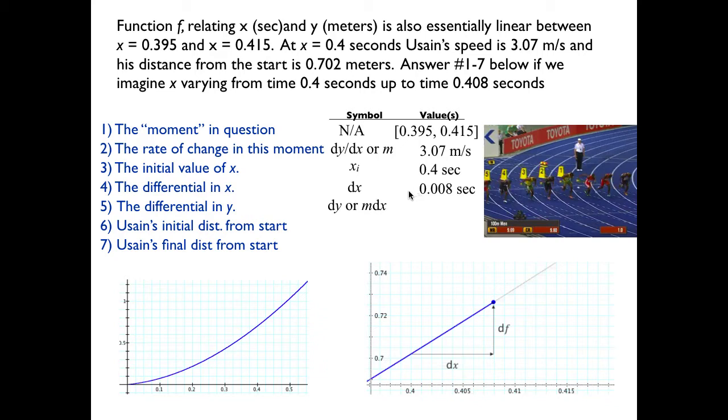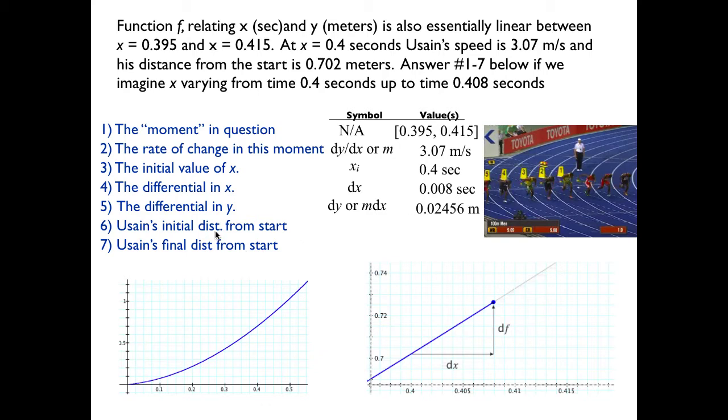So in any case, a differential in y would be 3.07 times 0.008. That's where this number comes from. But again, this represents here 0.02456, so 2.456 centimeters in that 8 thousandths of a second.